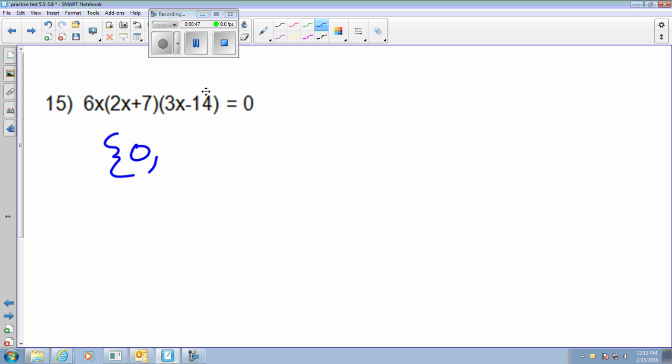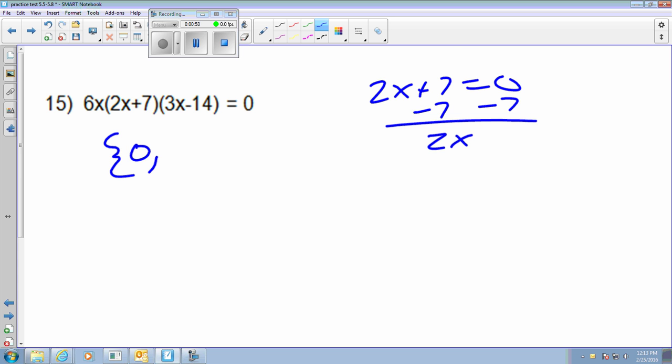And notice we have a couple of ones with coefficients in front of the x, so I'm going to set it equal to 0. Minus the 7, minus the 7. I get 2x equals negative 7. Divide by 2, divide by 2. This is where the shortcut comes from, the opposite of this over this. So I'm going to say negative 7 over 2. And I'm going to use the shortcut on this one. Opposite of negative 14 is positive 14 over that coefficient in front of x, which is 3.